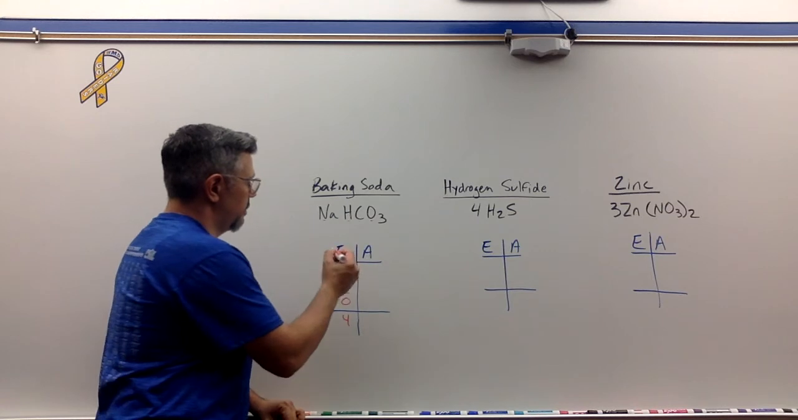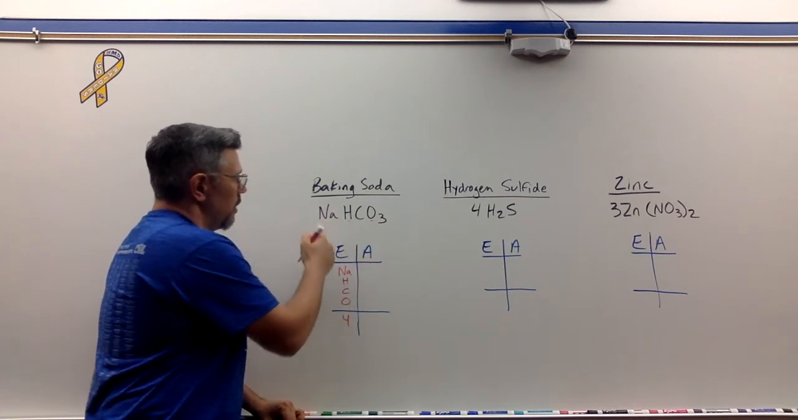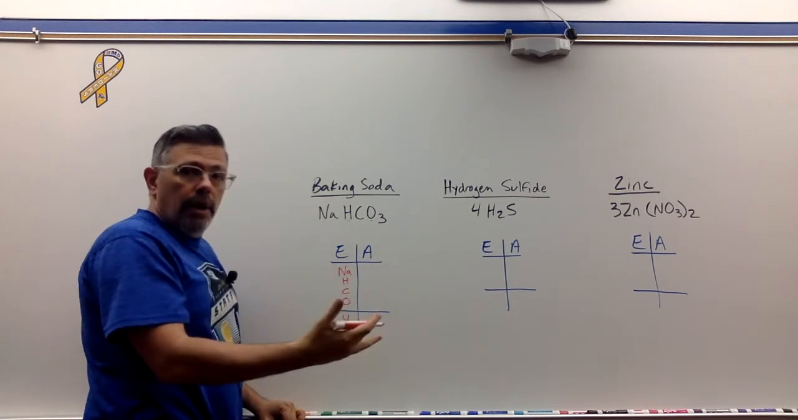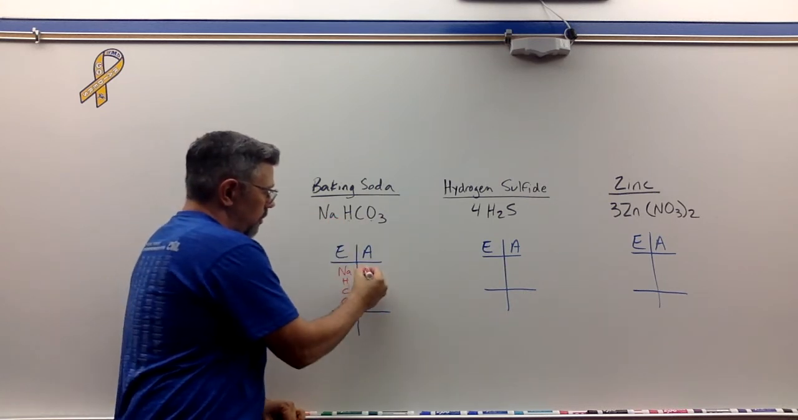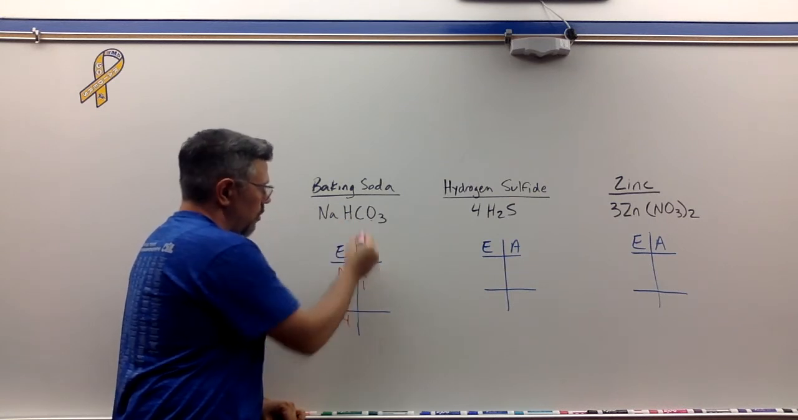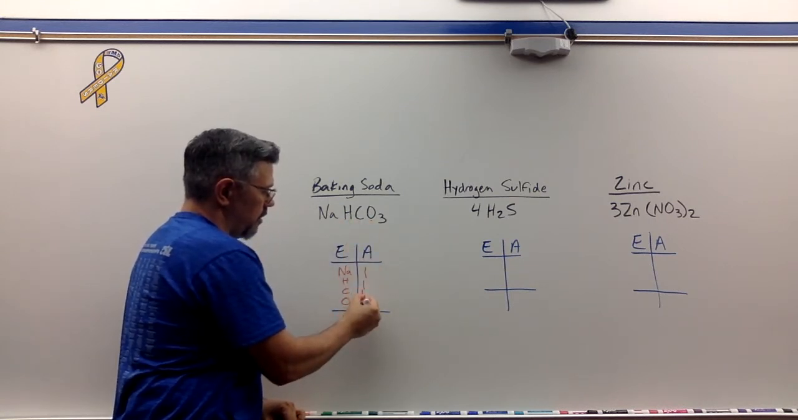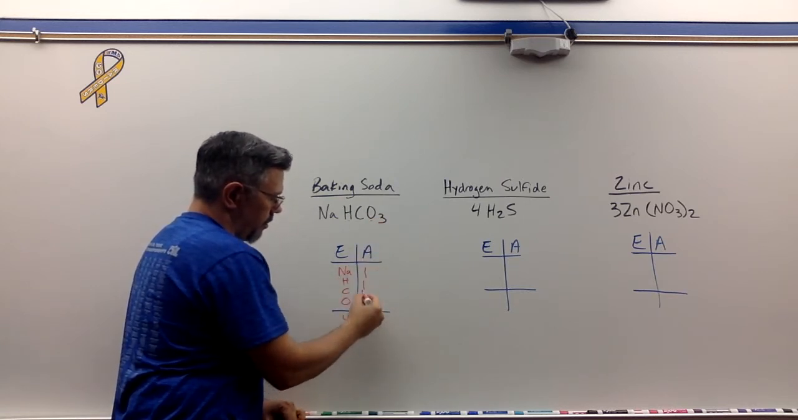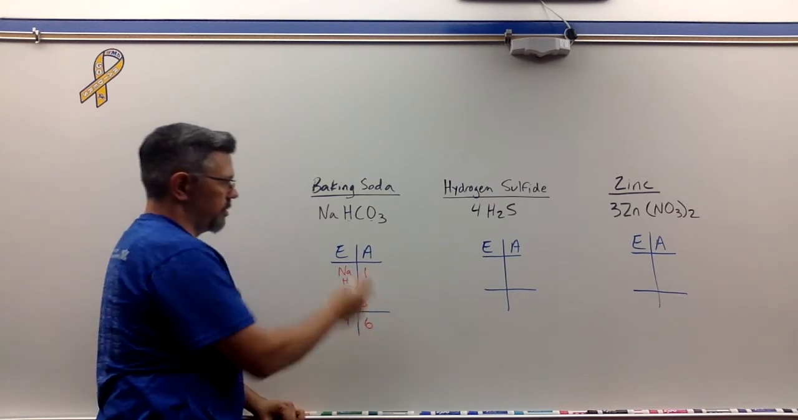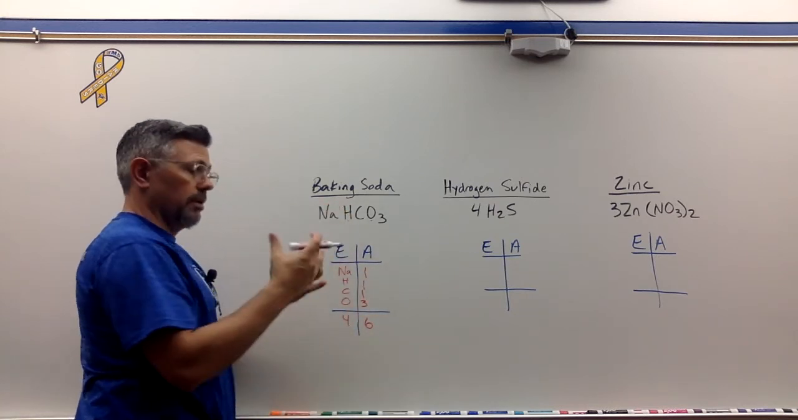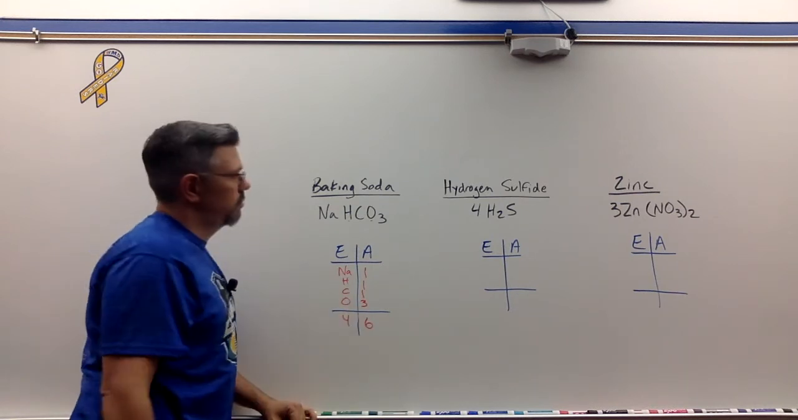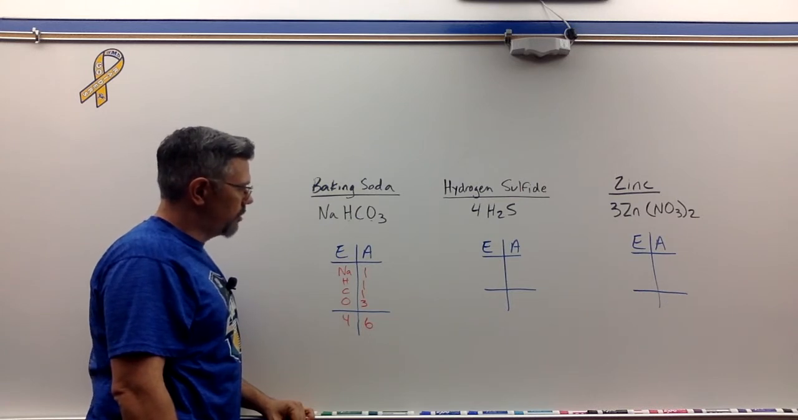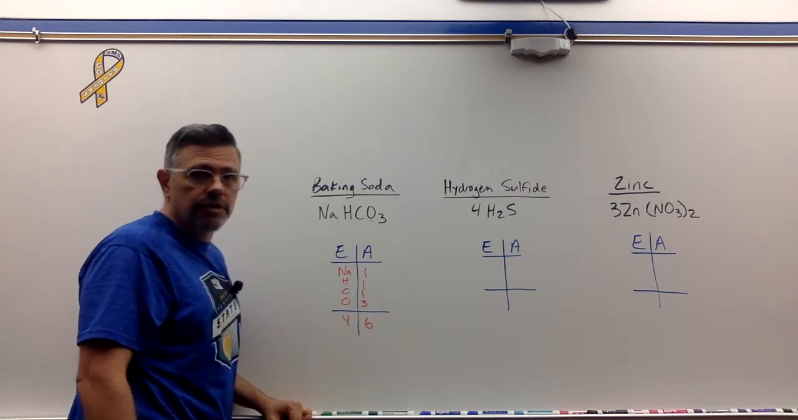Okay, so let's start counting. Remember, there's no coefficient, so if there's no number here, we assume 1. We have 1 Na, we have 1 H, we have 1 C, and we have 3 O's, for a total of 6 atoms in this molecule, and in this case compound as well. So that one's done. Let's move on to hydrogen sulfide.